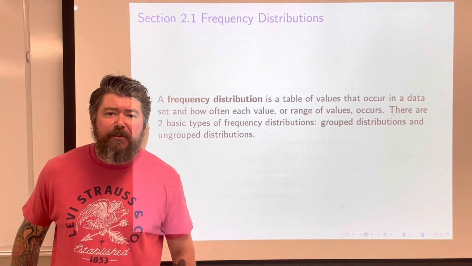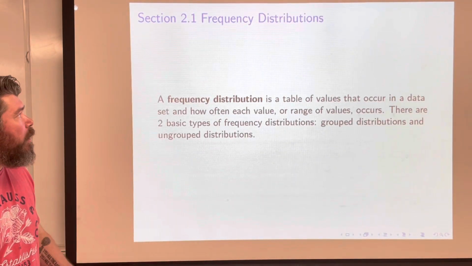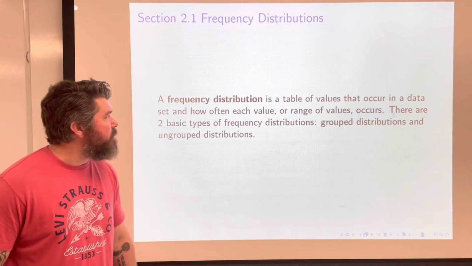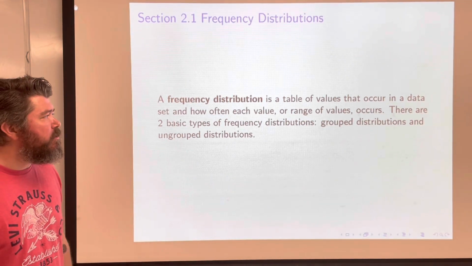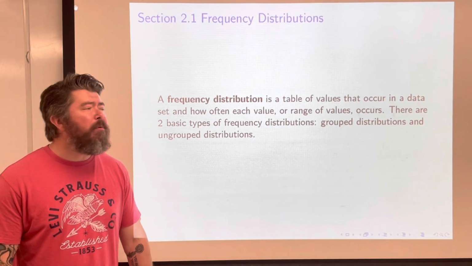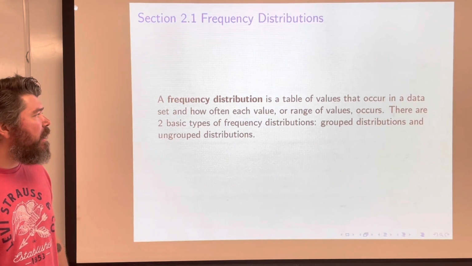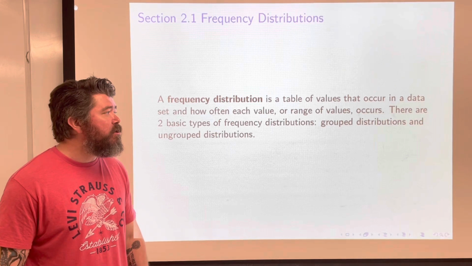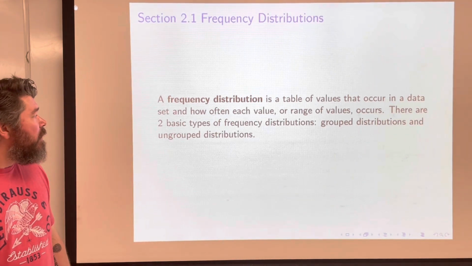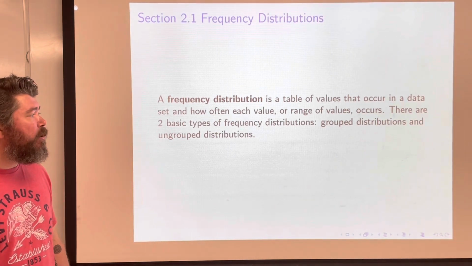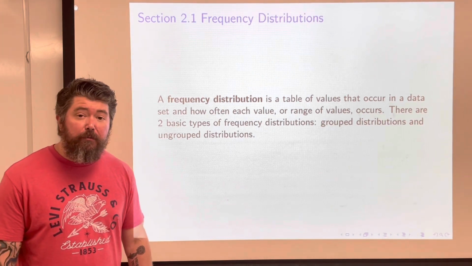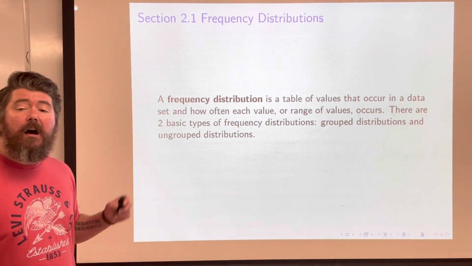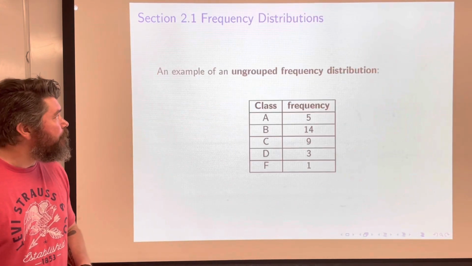Moving on to Chapter 2, Section 2.1, Frequency Distributions. A frequency distribution is just a table of values that occur in a data set and how often each value or range of values occurs. There are two basic types of frequency distributions: grouped distributions and ungrouped distributions.